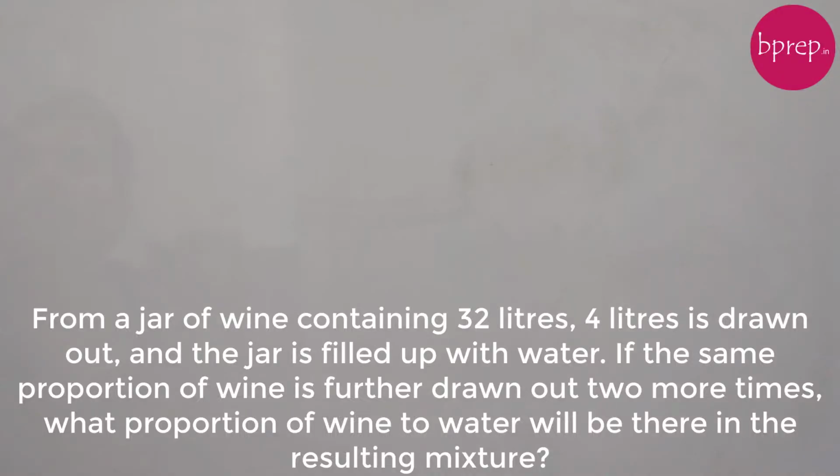Let's start. From a jar of wine containing 32 liters, 4 liters is drawn out and the jar is filled up with water. And the same proportion of wine is further drawn out 2 more times.